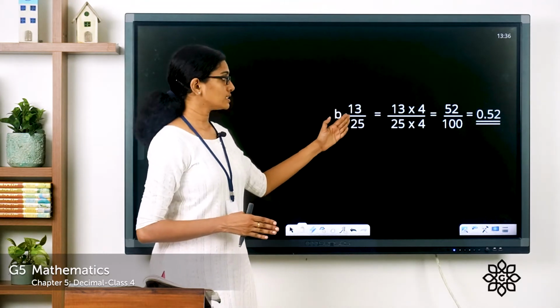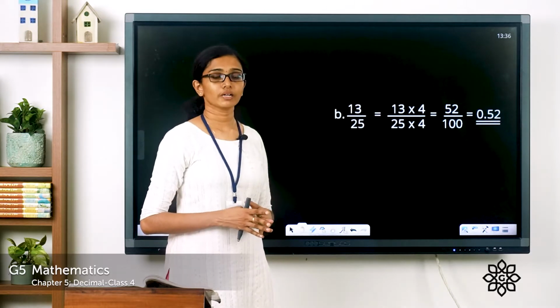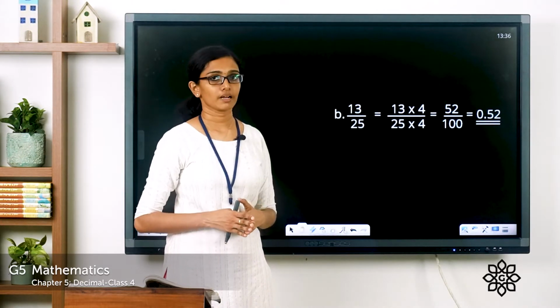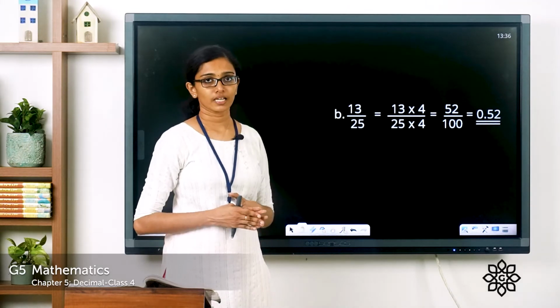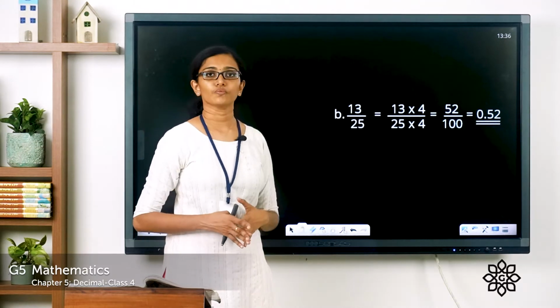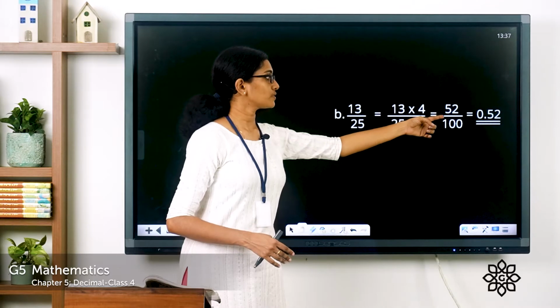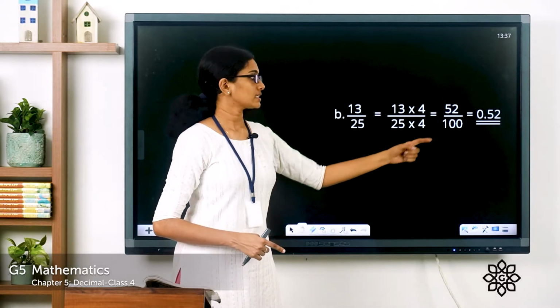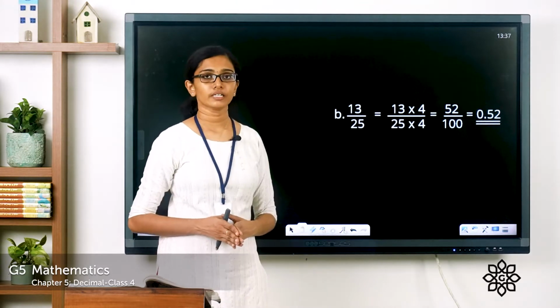So since we are changing it to an equivalent fraction, let's make sure we multiply both the numerator and the denominator with the same number. So doing that, we get 13 by 25 is equal to 13 into 4 by 25 into 4. And that is equal to 13 into 4 is equal to 52, and 25 into 4 is equal to 100. And what is 52 by 100?